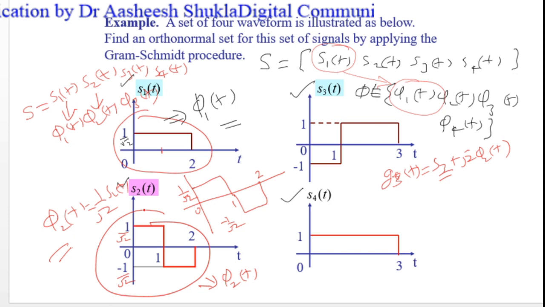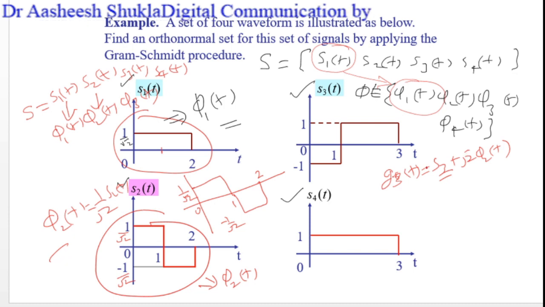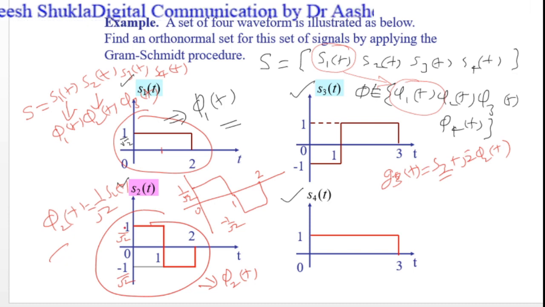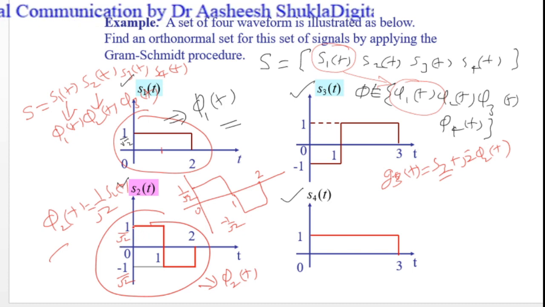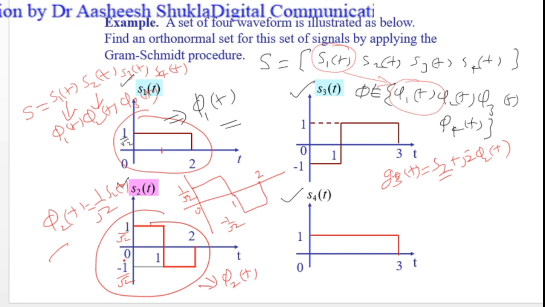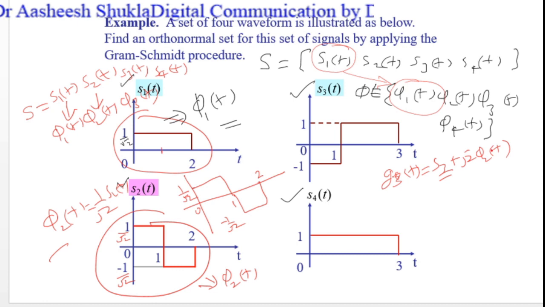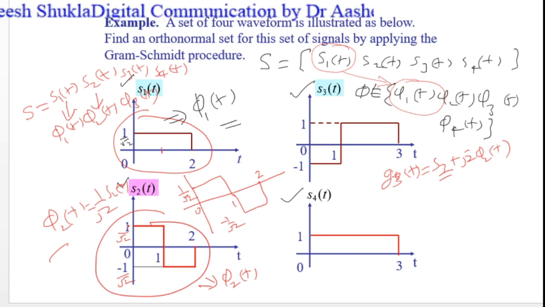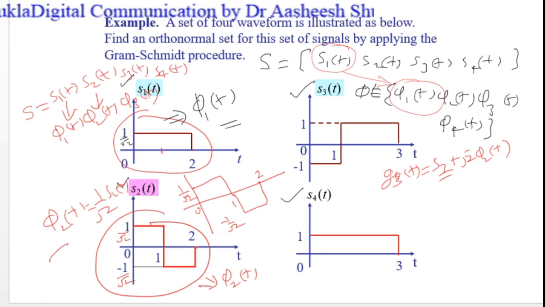So root 2 times phi 2(t) will be equal to, we have to multiply this amplitude by root 2. If you plot this amplitude multiplied by root 2, then this value will become 1 and this value will become minus 1. So you can say that root 2 times phi 2(t) can be equal to 1 and minus 1 in the same waveform.